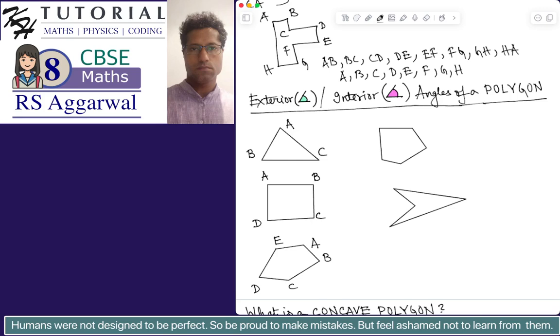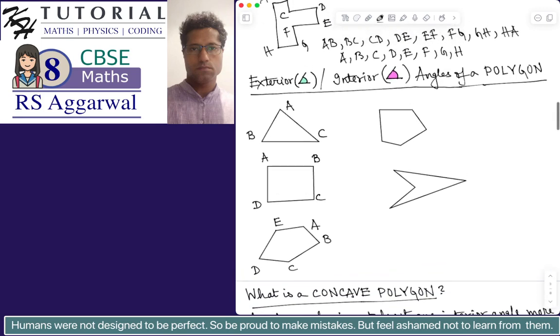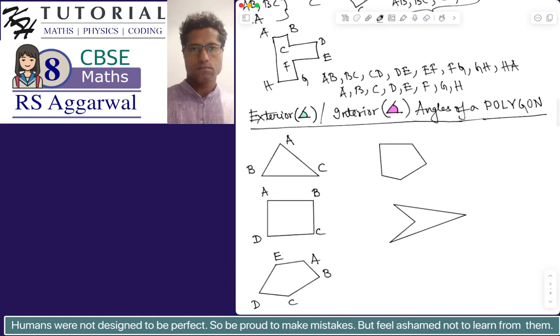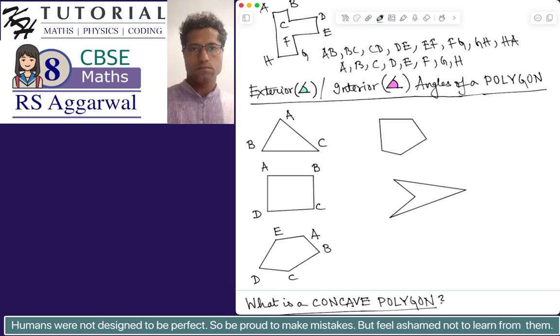I have drawn some figures. I will show what the exterior and interior angles of these polygons are. The exterior angle I will show with green color, and the interior angles I will show with purple color. Let me number the figures. Let's say this is figure number 1, this is polygon number 2, this is polygon number 3, this is polygon number 4, and this is polygon number 5.